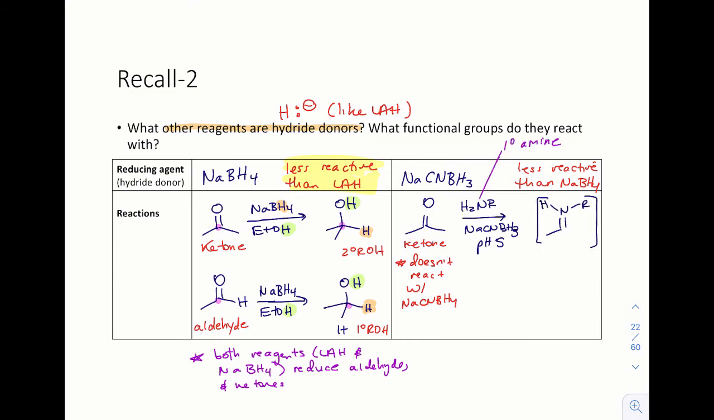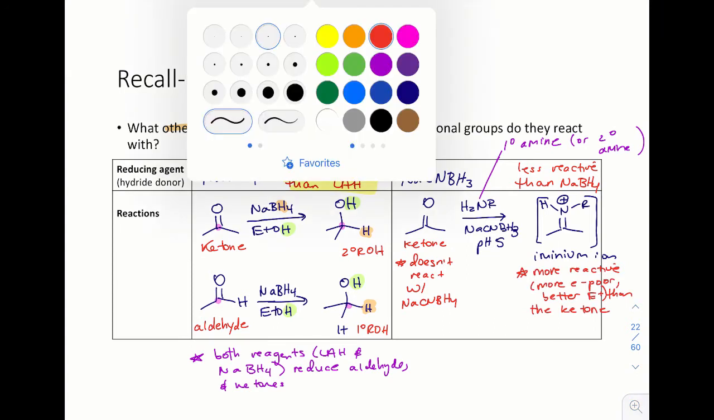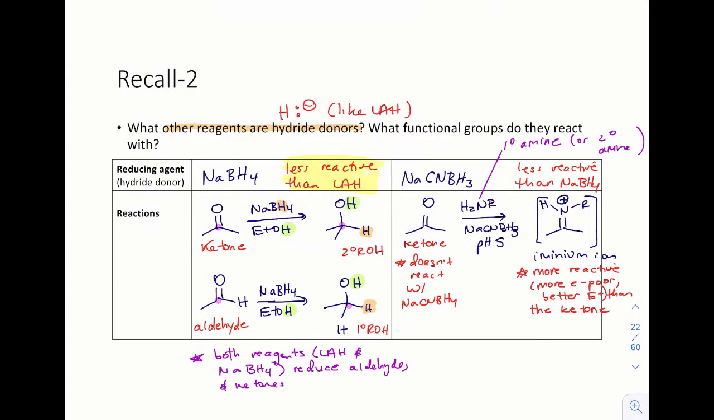The primary amine is just an example, so let's write that down, or a secondary amine, to generate an iminium ion. That iminium ion has a positive formal charge on nitrogen, and it is even more reactive than the ketone. And sodium cyanoborohydride does react with the iminium ion. Although it is weakly nucleophilic, it's nucleophilic enough to react with that species to generate this amine product.